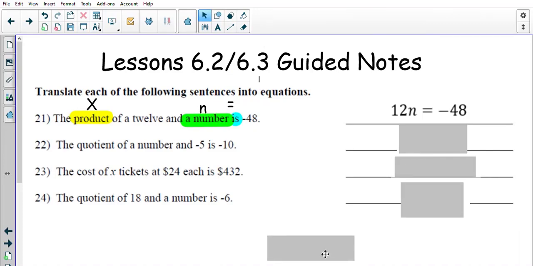12n equals negative 48. Now, can you put a multiplication sign between the 12 and the n? Absolutely, but you don't need it. Let's take a look at number 22.